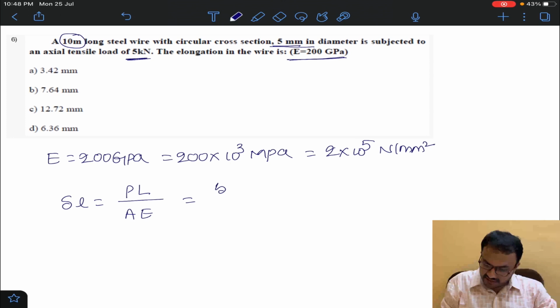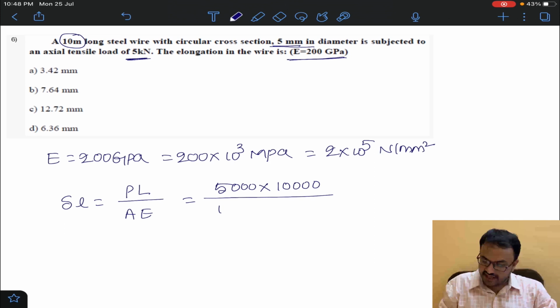So what is P? It is 5 kilonewton. I am writing it in Newton, 5 into 1000. L is equal to 10 meters. 1 meter is equal to 1000 mm. And A is equal to pi by 4 into diameter square, it is 5 square. Into E is equal to 2 into 10 power 5.